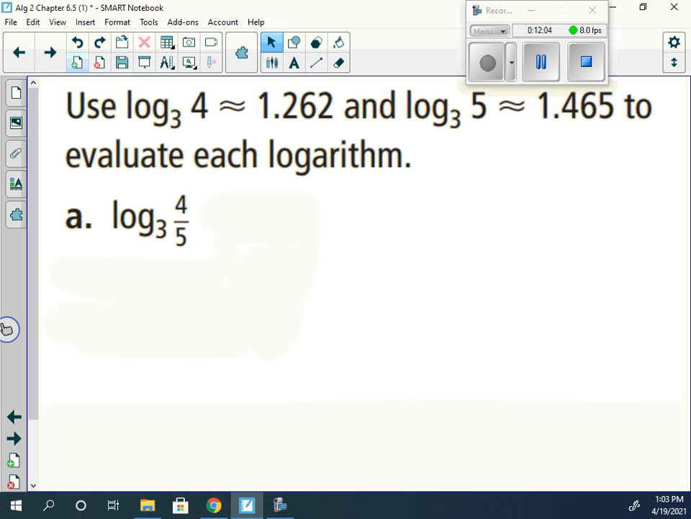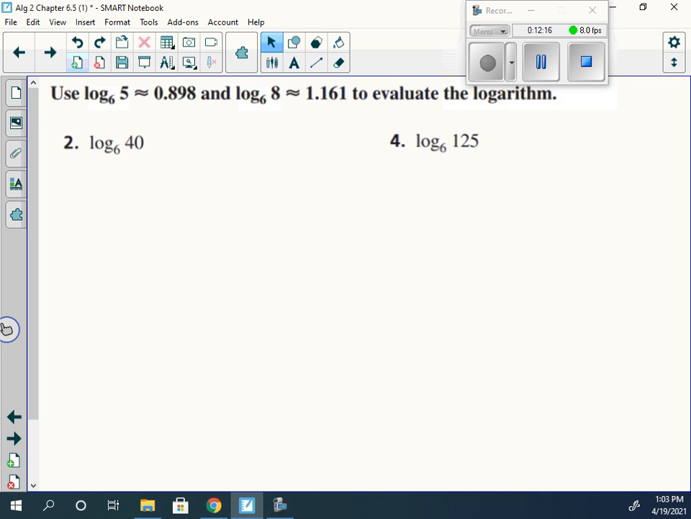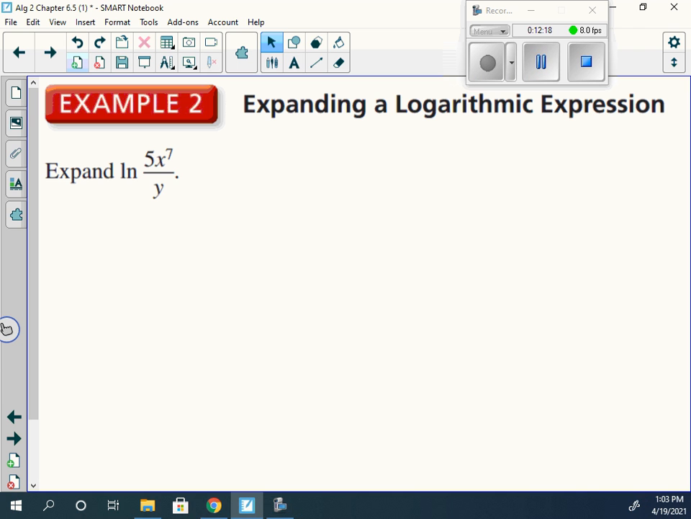Are there any other questions on these here? Do we feel kind of comfortable solving these and breaking these down? Yes? Okay. Well, if we feel comfortable with these here, we'll just move on to expanding a logarithmic expression.